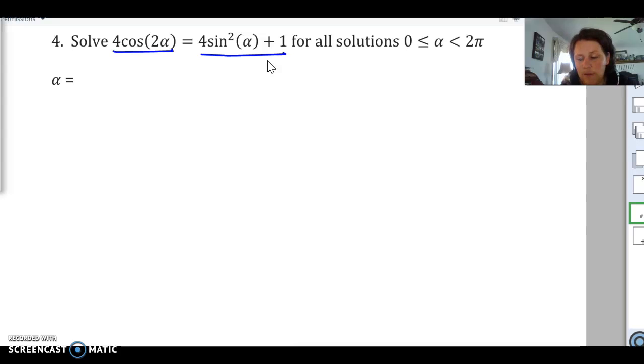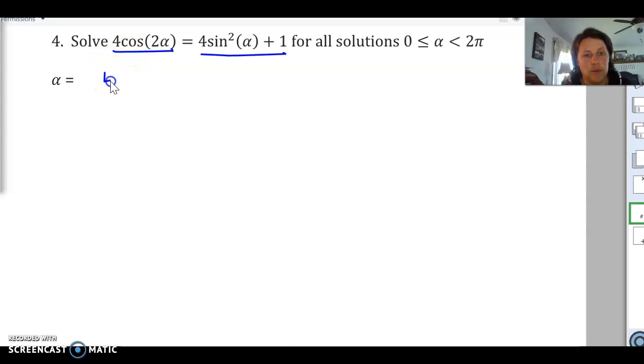So cosine of 2 alpha seems like a double angle formula to me. What are our options for replacing that cosine of 2 alpha? Because the cosine of a double angle is the one that gives us 3 different options. We could do cosine squared A minus sine squared A. That's not going to really help us because then we're going to have a cosine in there that we're not going to be able to get rid of. We could do 2 cosine squared A minus 1, but then again we still have cosine and sine. So let's try our last option, the 1 minus 2 sine squared A, and go with that.